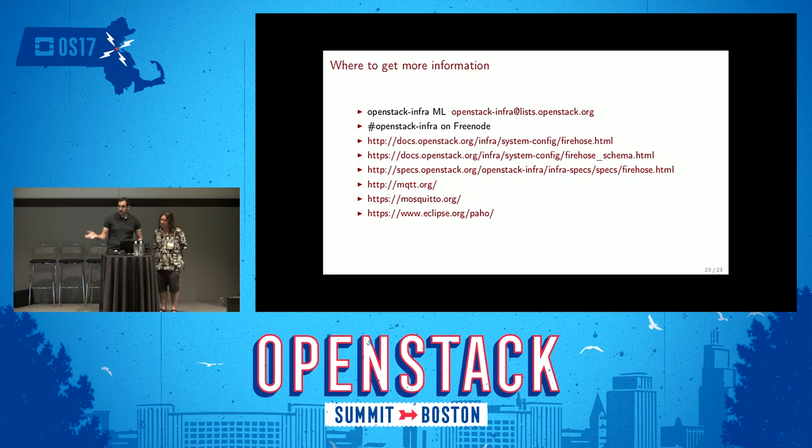So with that, I put a lot of links here for where you can get more information about Firehose, MQTT, and all of the things we're using. We've got the docs there, as well as the schema docs, which detail all of the specifics of how topics are generated dynamically, as well as the payloads for each of the services. And then the original spec, and then MQTT and Mosquitto. And with that, open the floor to questions.